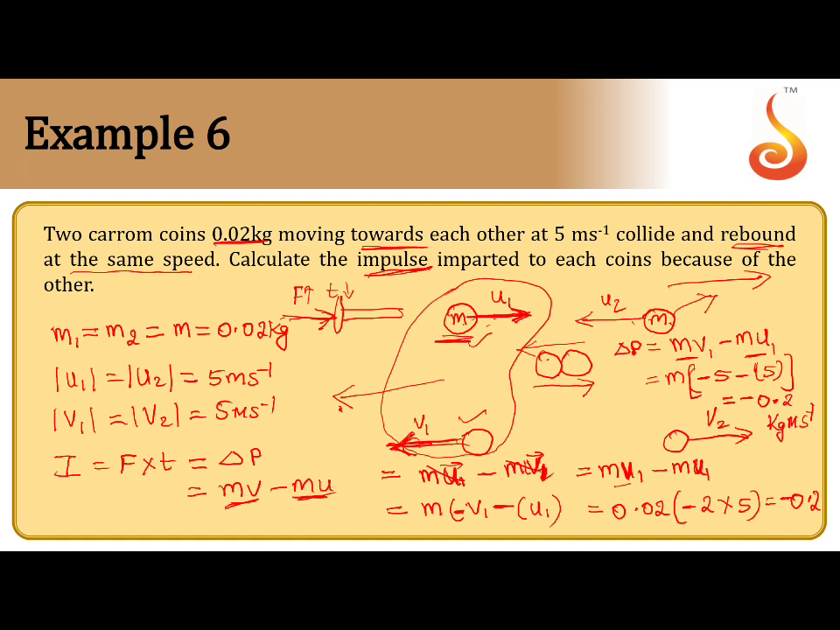The next one was related to the two carom coins of same mass, same velocity. After colliding, they rebound. You need to find the impulse. Impulse is the change in the momentum, mv minus mu. Initially, the first coin was moving with u1. Afterwards, it started moving with v1 in the opposite direction. So the change in momentum is mv1 minus mu1. I took v1 to be negative because it is in the opposite direction.